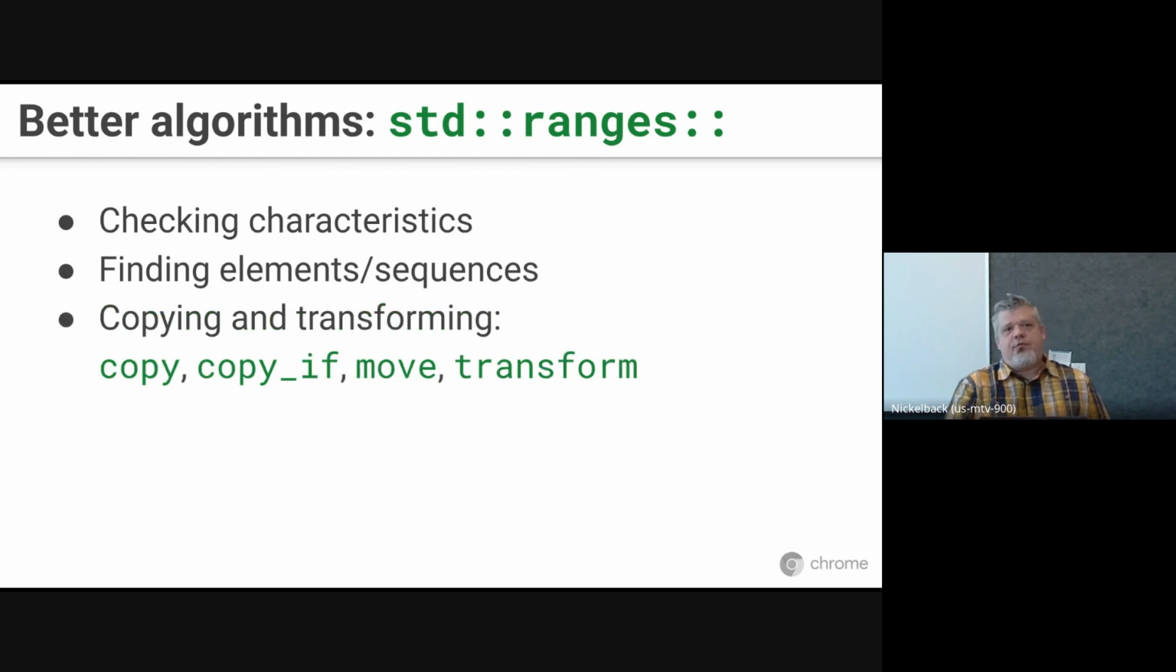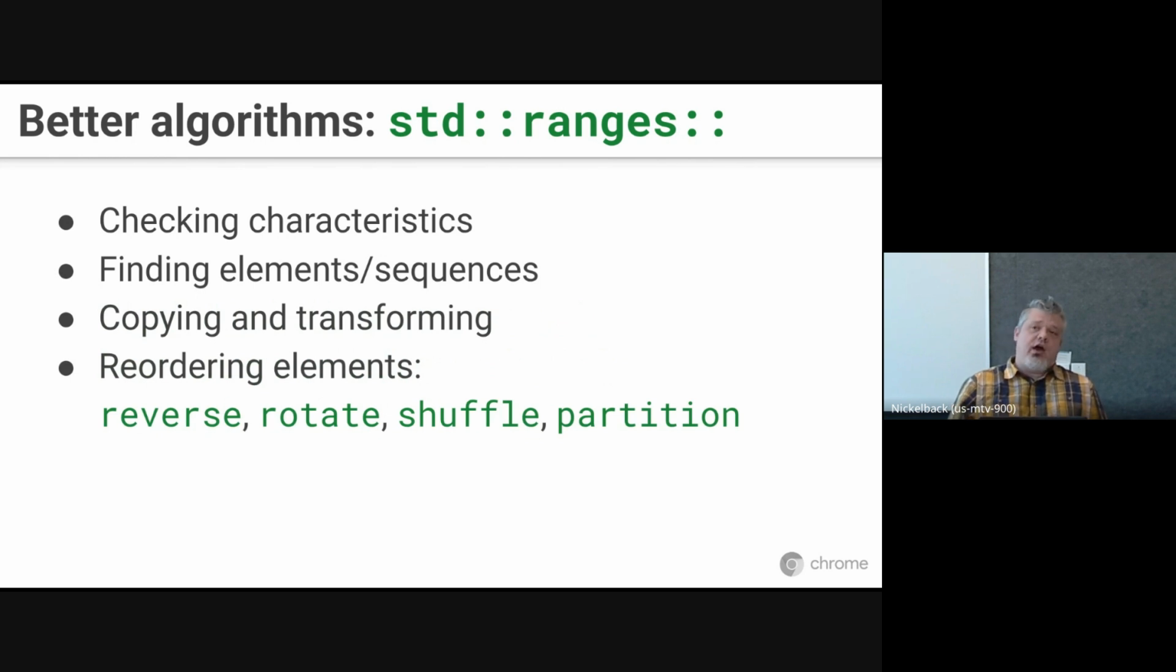We have algorithms to copy and transform elements. So if you're moving things from one place to another, you can reach for these. Transform is actually probably the thing I use the most personally in my own code. Basically it does a copy with adjustment along the way.